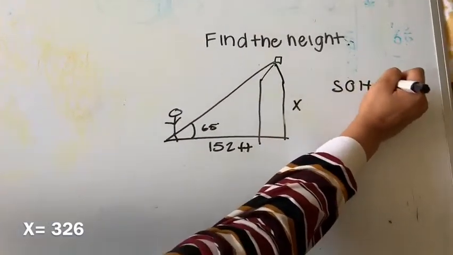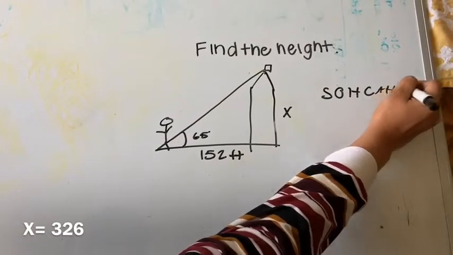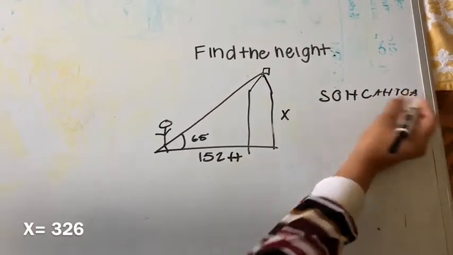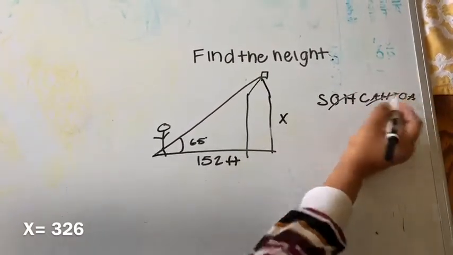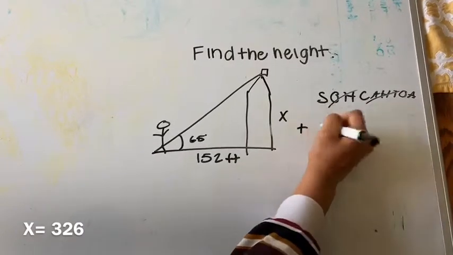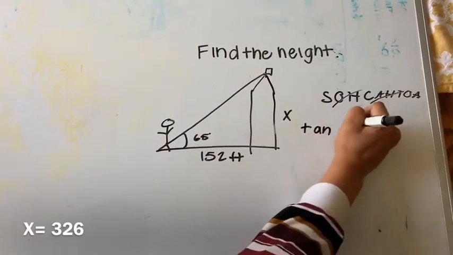So I use SOHCAHTOA to see what trig function will be used. Sine and cosine are not it because I don't have the hypotenuse, which means I have to use tangent. And tangent is equal to opposite over adjacent.